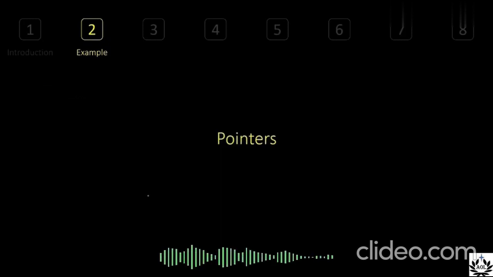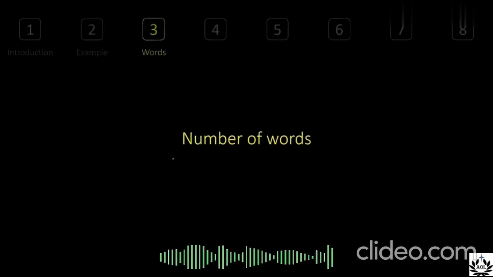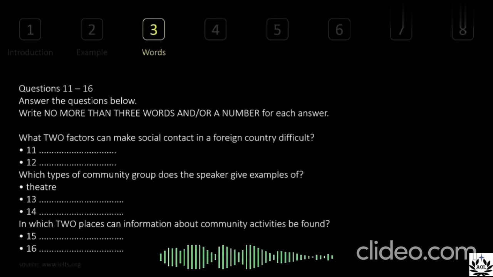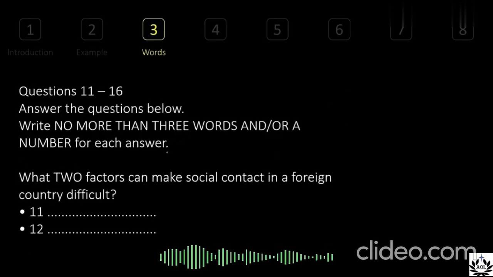Okay? Cool. Now, pointers are again the same thing as we discussed earlier. These are the tips that are going to help you to find answers easily. The first one is number of words, or let's say instructions. So this is our question, right? In here, these are questions. This above is instructions. So we'll get rid of the questions and let's just zoom in here. You see how many words do we have here? 3 words and or a number. In a previous video, I have explained what is the meaning of and or a number.